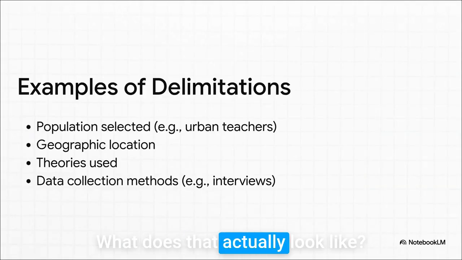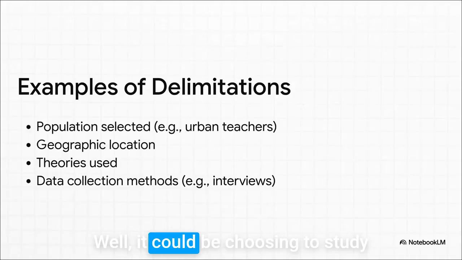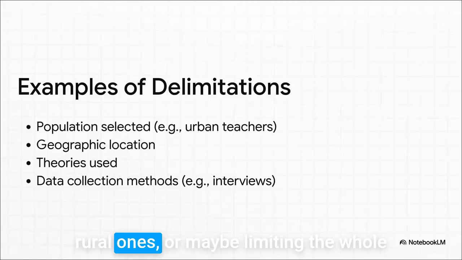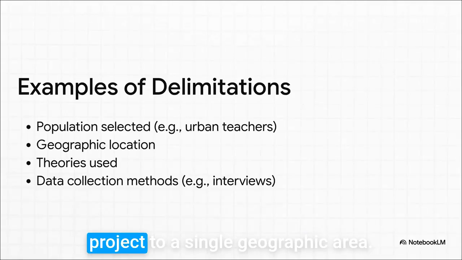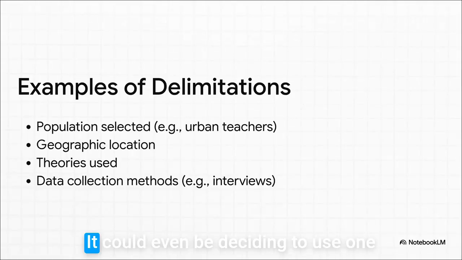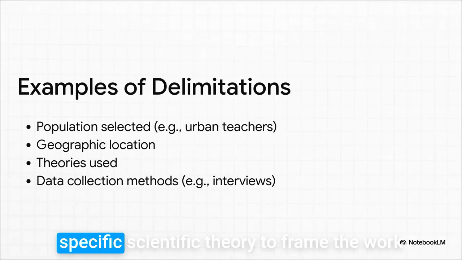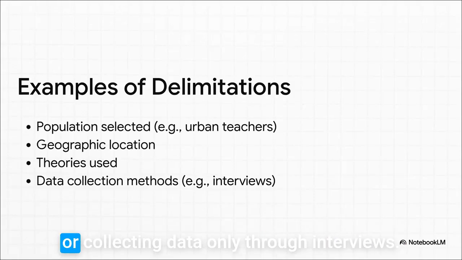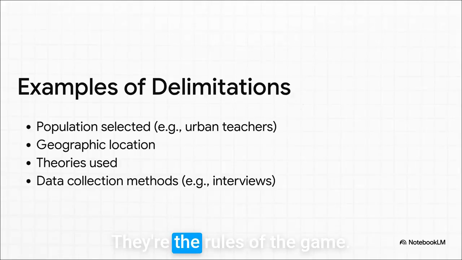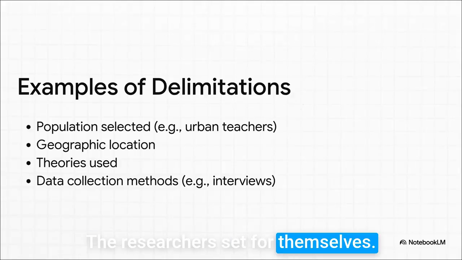And what does that actually look like? Well, it could be choosing to study only teachers from urban schools, not rural ones. Or maybe limiting the whole project to a single geographic area. It could even be deciding to use one specific scientific theory to frame the work, or collecting data only through interviews. These aren't weaknesses, they're the rules of the game the researchers set for themselves.